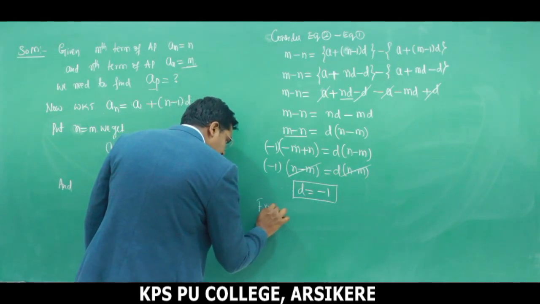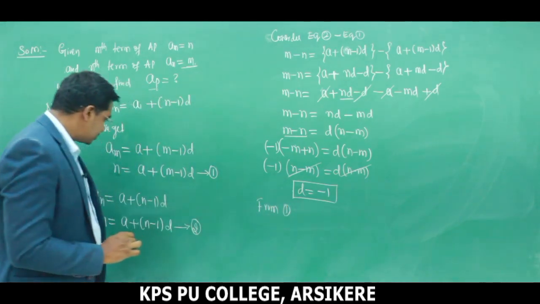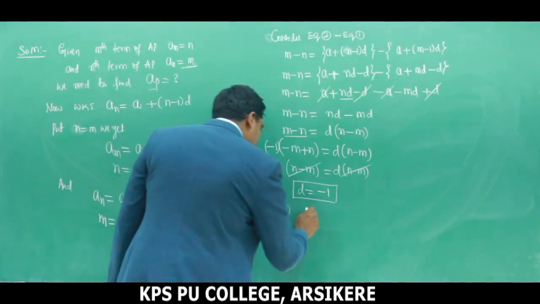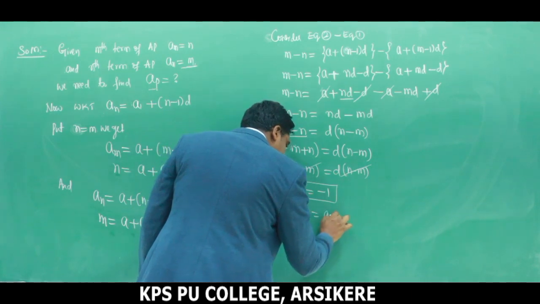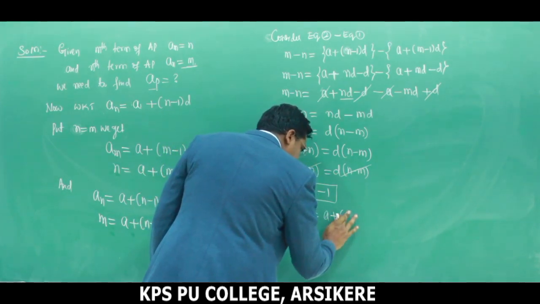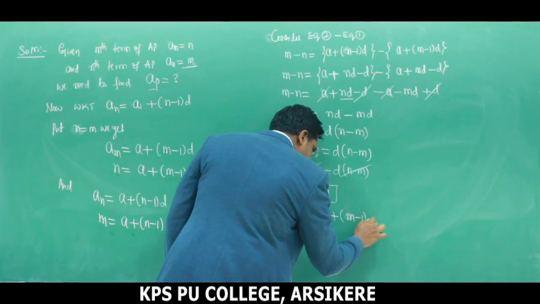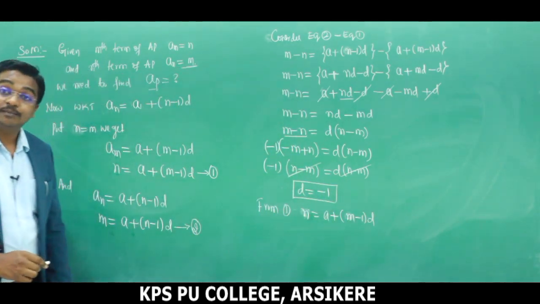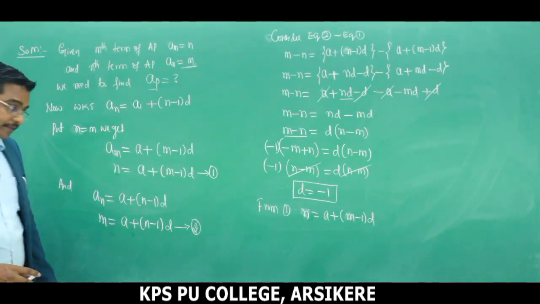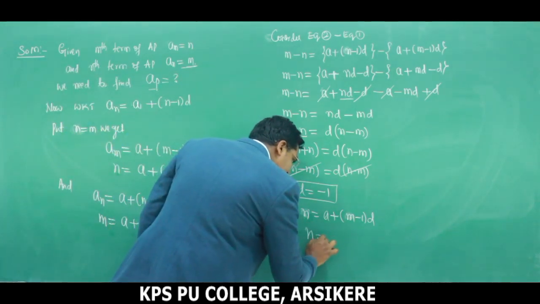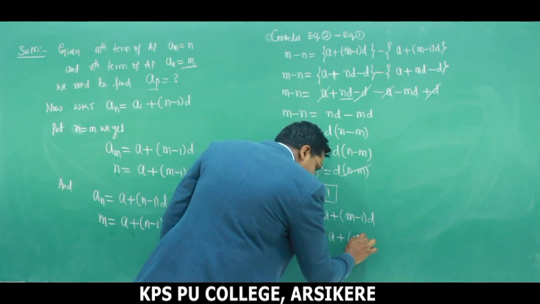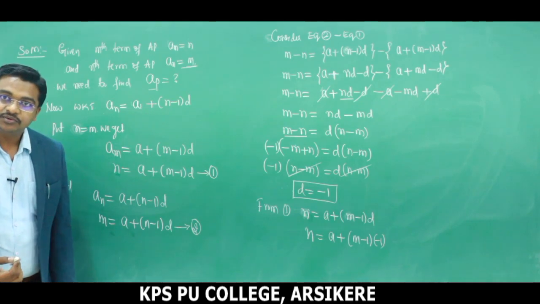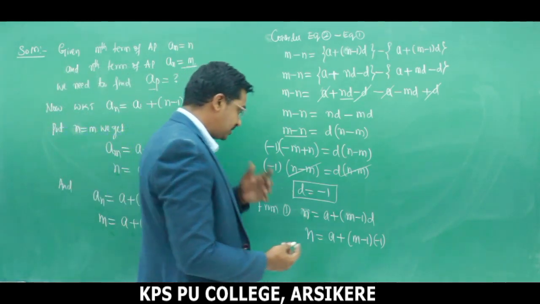From 1. What is the first equation? n is equal to a plus m minus 1 into d. m is equal to a plus m minus 1 into d, that is n is equal to a plus m minus 1 into d. Now substitute the value of d. n is equal to a plus m minus 1 into minus 1. So now multiply by the negative sign.